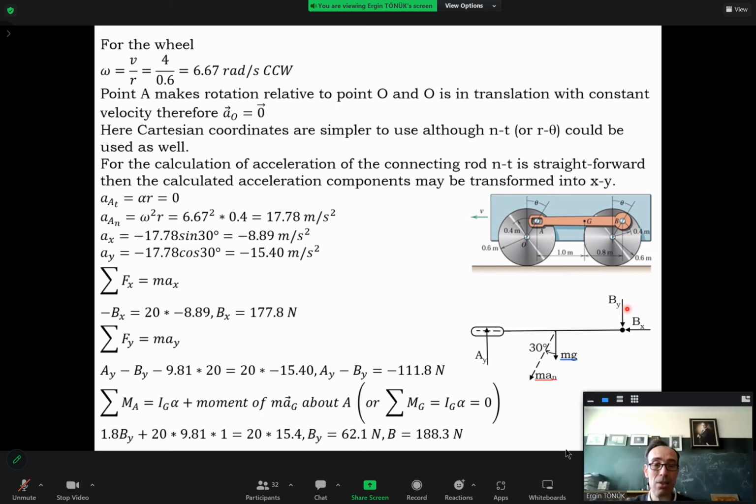So translation is rather simple, but we have to be careful. There is the acceleration of the mass center, which we have to consider in force equations. If we take moment about the mass center, no trouble, it's equal to zero. But if you would like to take moment about a point other than the mass center, this term is zero, but still you have to take the moment of the mass center about the point you take moment, okay? This is the difference from statics.